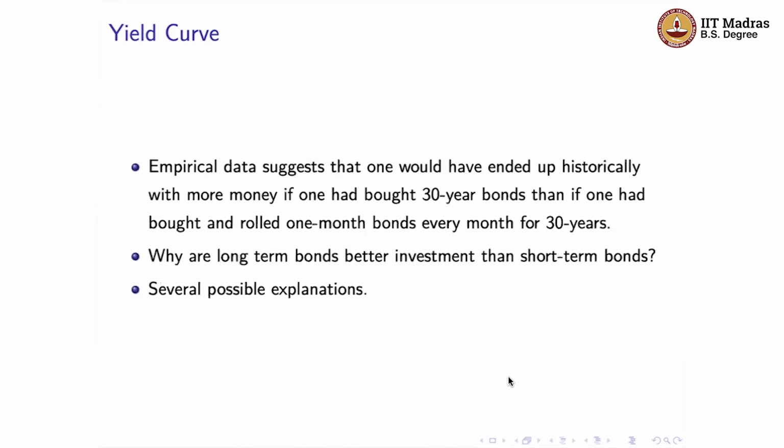So they have seen that if you were to invest by purchasing a 30-year bond, you would end up making more money compared to the case where you had purchased just 1 month bonds for the next 30 years and kept on getting the money and then again investing in another 1 month bond and so on, right? So what that would mean is that basically long-term bonds seem to be giving higher returns compared to the short-term bonds, right? And so then people have started thinking about what are the explanations for this type of finding.